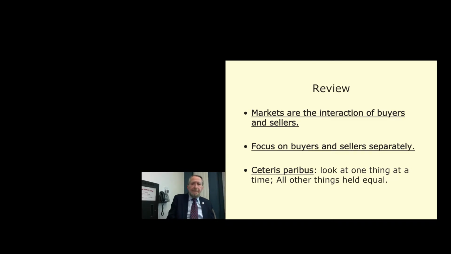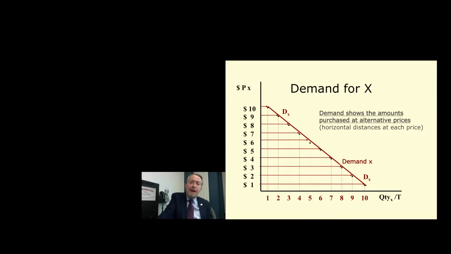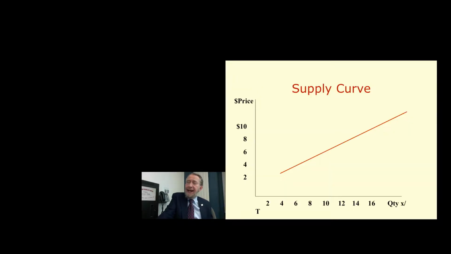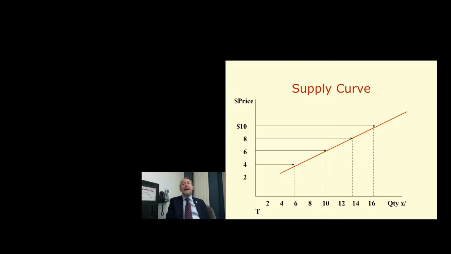Good. So just briefly to go back through markets, they are the interaction of buyers and sellers. We focus on these models separately, and we use this technique of ceteris paribus, isolating one factor at a time to build our model of behavior. We know demand is the schedule of the quantities buyers are willing to buy at different possible prices. Supply, again, the other model, a tracing out of the quantities that sellers are willing to produce and sell at different market prices.